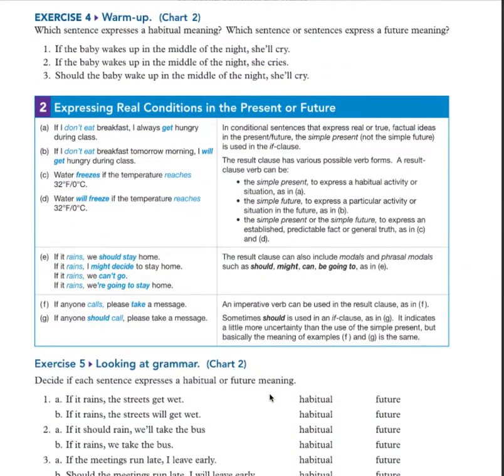So we go to page 428. Let's look at exercise 4. Which sentence expresses a habitual meaning? Which sentence or sentences express a future meaning? So you look at this. Habitual meaning, present. Future meaning, it will happen.